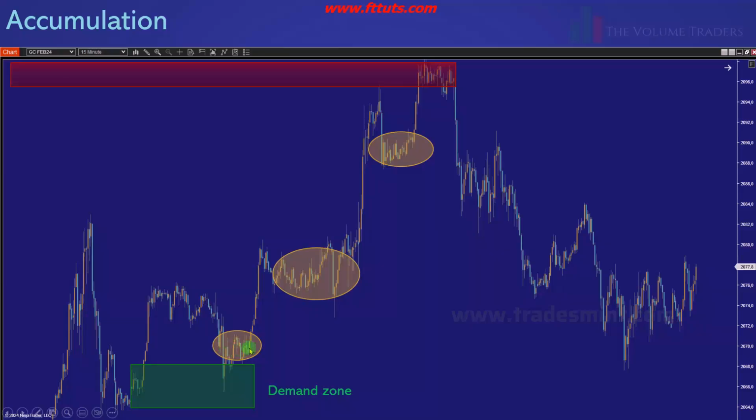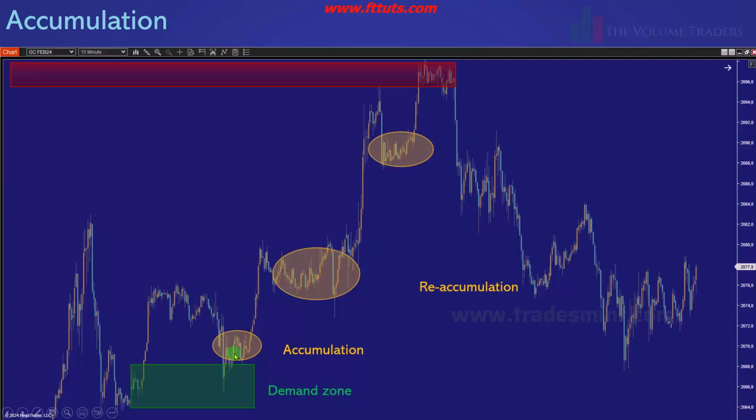It generally takes place within a well-defined consolidation with a lot of indecision candles. I hope you all know what an indecision candle is. So then we have the accumulation. The first range could be inside the demand zone or right above the demand zone.